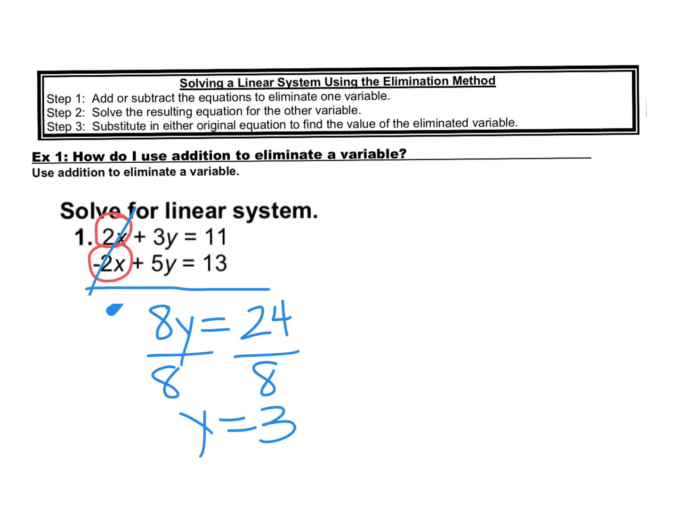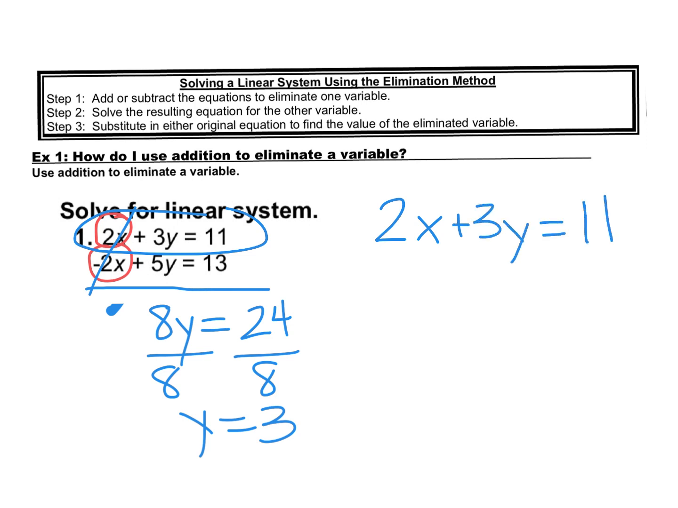Okay, so now we need to solve for the other variable. We're looking to find out what both variables are, and we know what the y is. So what we're going to do is go up here and substitute this y is equal to 3 into one of the equations up top. I'm just going to take this first one up top here, 2x plus 3y is equal to 11.